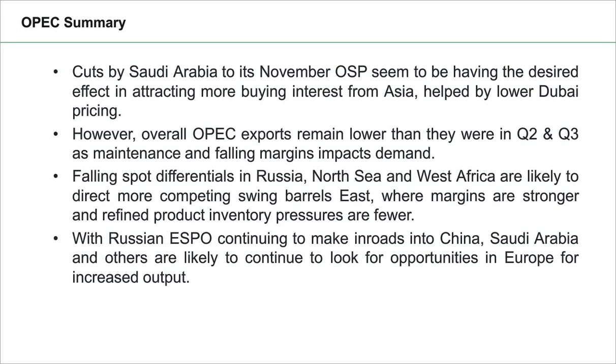Falling spot rates in places like Russia, the North Sea and West Africa are also likely to direct more competing barrels towards the east, where margins are stronger and product inventory pressures are a little less than they are perhaps in the US and Europe.